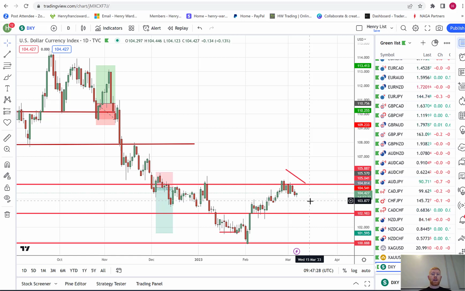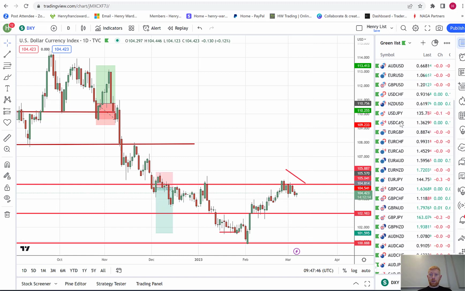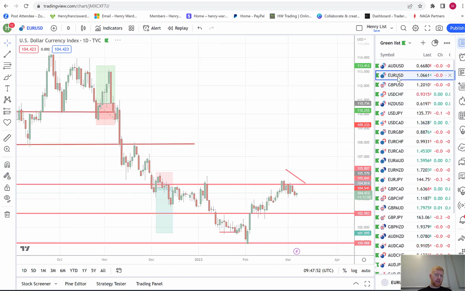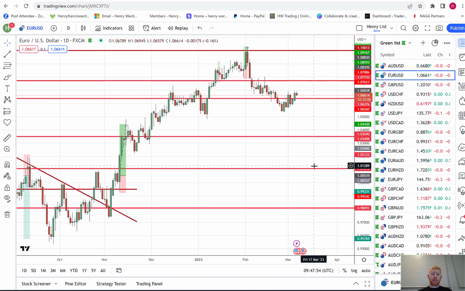But if Powell comes out and says, look, they're now more hawkish, that they're now expecting higher interest rates, 0.75 basis points, you will see the likes of the dollar index getting weaker, and then you will see the likes of the US equities also dropping. So I'm going to have a quick look at Euro USD. And why I'm clicking Euro USD is because 60% of the dollar index is weighted against Euro USD.